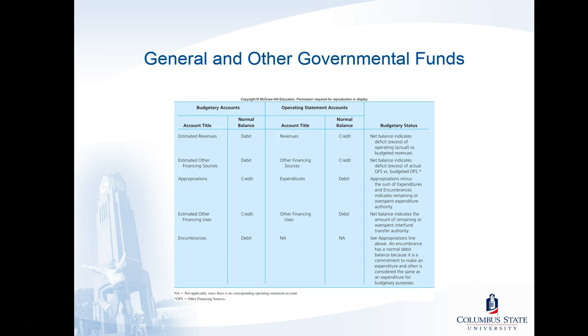So we also have estimated other financing sources. That's the budgetary account. That's a debit balance compared to other financing sources, operating, which is a credit balance. And then you have estimated other financing uses and encumbrances. Now, encumbrances doesn't have an operating statement account, so it's a debit balance in the budgetary account. It is a budgetary creature only. It does not exist in operating statement accounts. Okay, and we'll talk more about what an encumbrance is in case you didn't understand it in the reading.